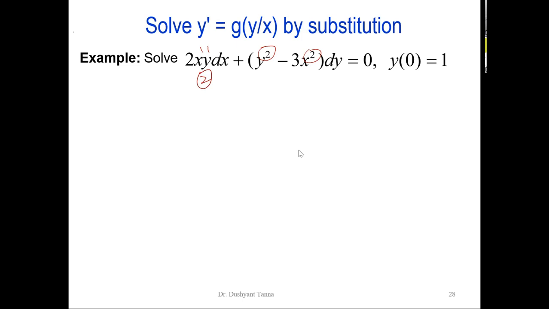Cool. Next one: 2xy dx plus y squared minus 3x squared dy is equal to 0. Right. Let's convert it. So 2xy dx is equal to, or I'll write a minus here, y squared minus 3x squared dy. Or you could have gone with 3x squared minus y squared, so it doesn't matter.